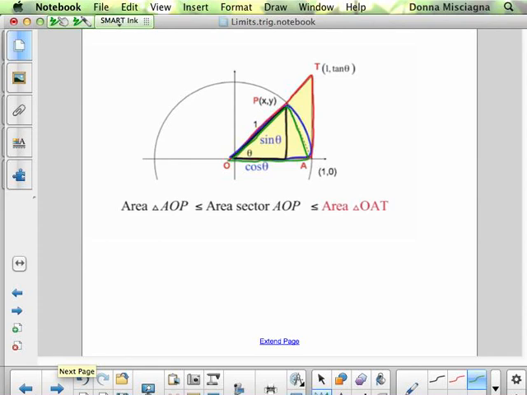All right, so there's triangle AOP. It has a smaller area than sector AOP, and that one has a smaller area than triangle OAT. So we couldn't plug in and evaluate. We're going to use geometry here to help us out with figuring out the limit for sine x over x.